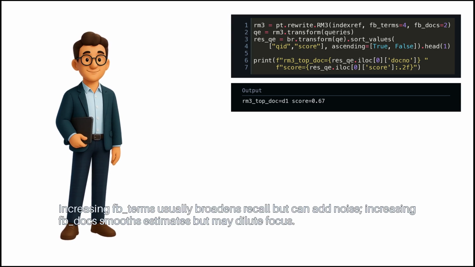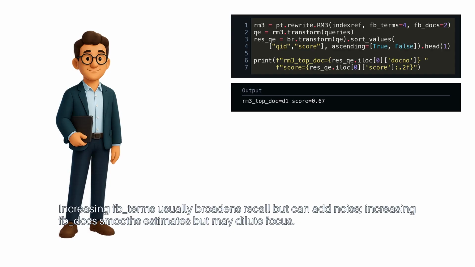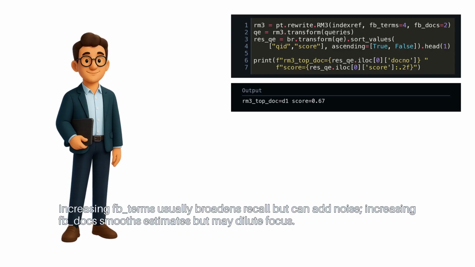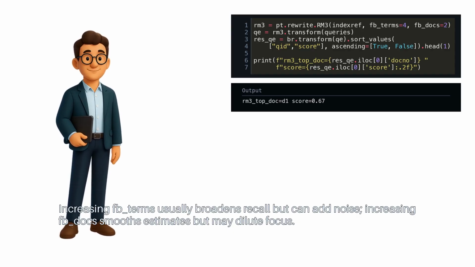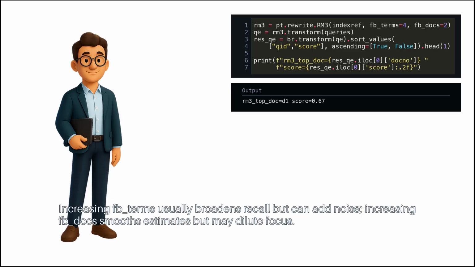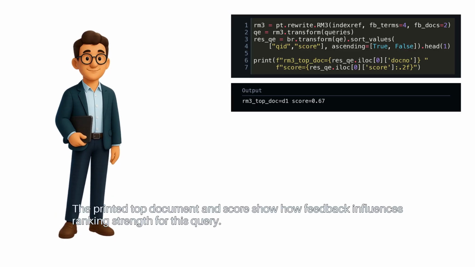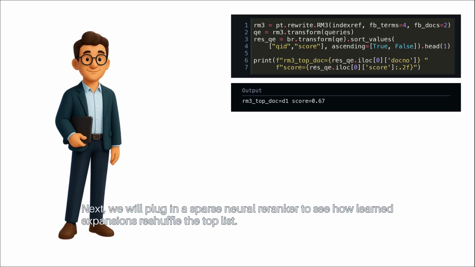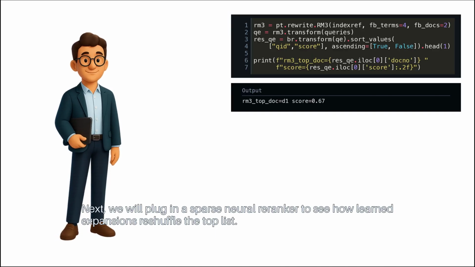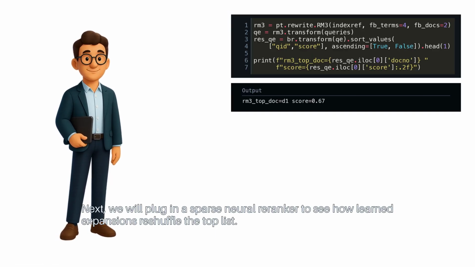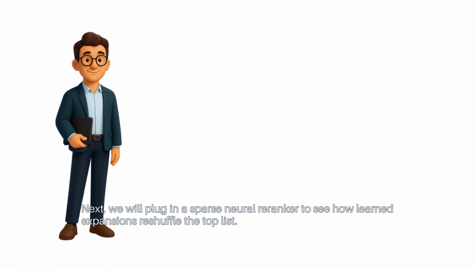Increasing fb_terms usually broadens recall but can add noise. Increasing fb_docs smooths estimates but may dilute focus. The printed top document and score show how feedback influences ranking strength for this query. Next, we will plug in a sparse neural reranker to see how learned expansions reshuffle the top list.